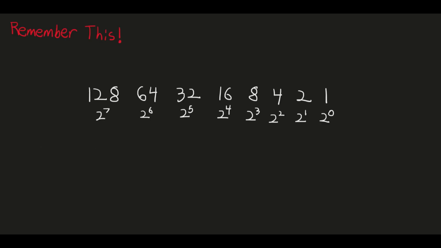One thing to remember when converting decimals into binary is this chart right here, which is the place value holders. Each place value in binary represents a power of 2. So as you can see, 1 represents 2 to the power of 0, and 128 represents 2 to the power of 7. So remembering this will make your life a lot easier when converting decimals into binary.